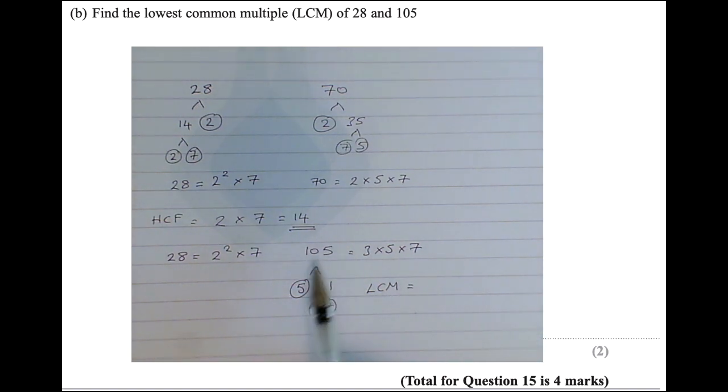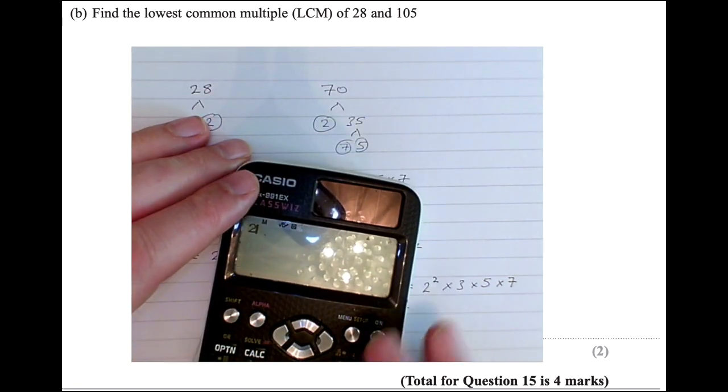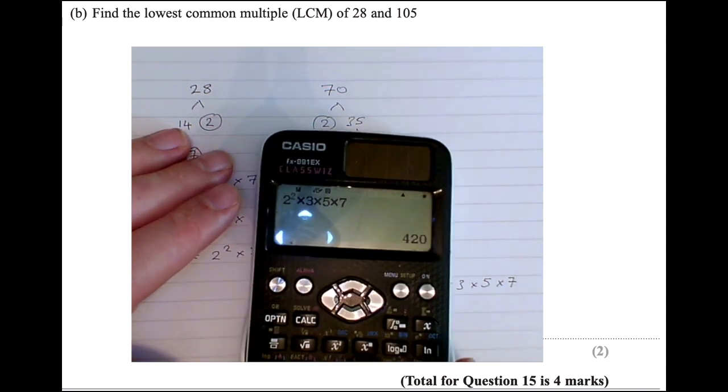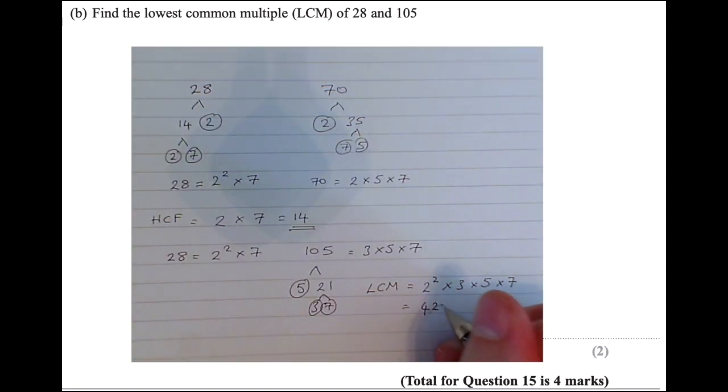So the lowest common multiple, well, if I want to make 28 or 105, I need to have 2 squared, I need to have a 3, I need to have a 5, and I need to have a 7. Now I don't need to have 2 7s because they both only have 1 7 each. So I need to have 2 squared, 3, 5 and 7, and from that formula, I can make either 28 or 105. So that's what they have in common. And that's 420. So 420 is the smallest or the lowest number that 28 and 105 will go into.